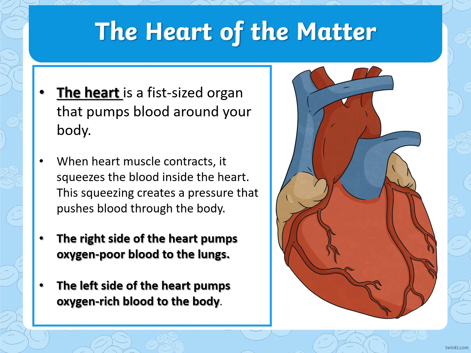The right side of the heart pumps the oxygen-poor blood to the lungs, and the left side of the heart pumps the oxygen-rich blood to the body. So we have the right side and the left side. The right side pumps the oxygen-poor blood, and the left side pumps the oxygen-rich blood.